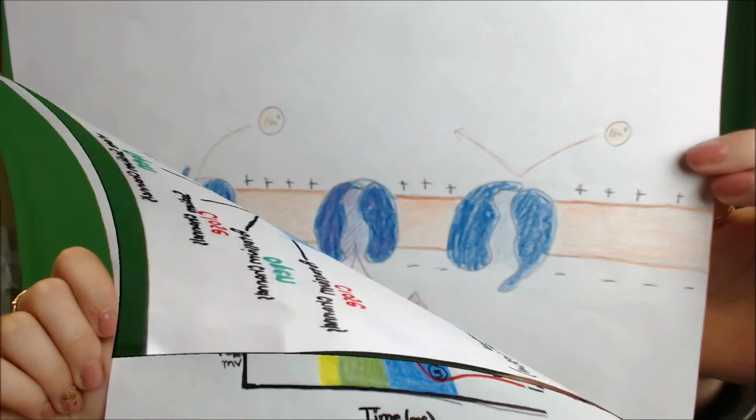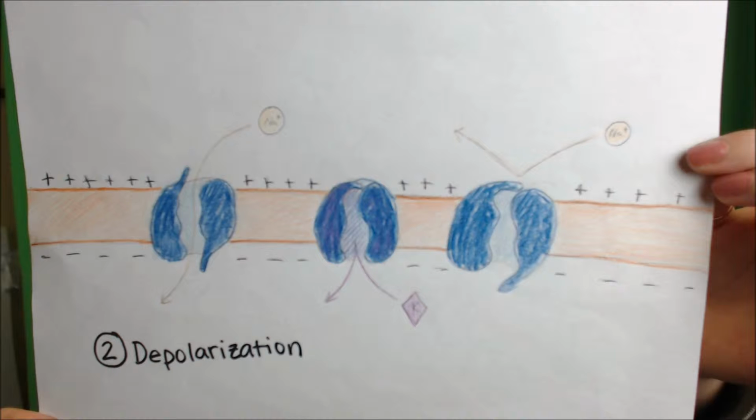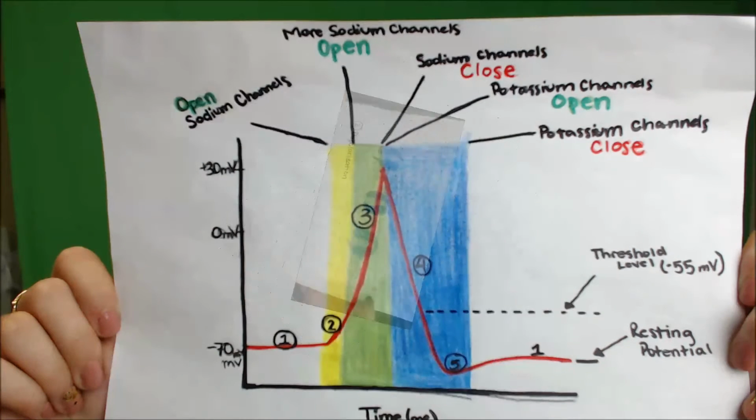The second phase is depolarization. When a stimulus opens the activation gate on some sodium channels, sodium ions then flood through those channels and depolarize the cell. If this process reaches its threshold, it triggers an action potential.